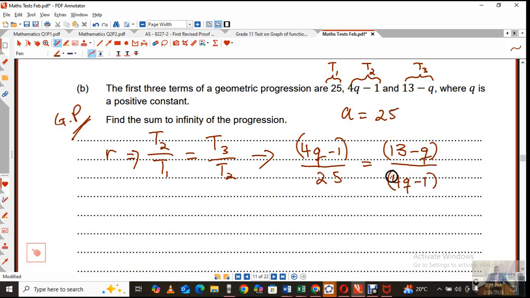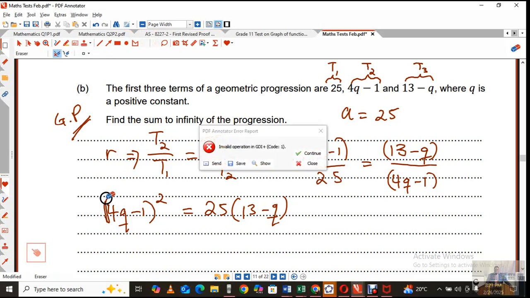So there's a little bit of cross multiplication. As it is, you're going to have 4q minus 1 squared multiplied by itself should equal to 25 multiplied by 13 minus q. So very important that you put those things in brackets there. Otherwise, you would have a problem when you are doing your cross multiplication. Okay, right. So from here, I'll show you an alternative method as well. But because we have started with this method, let's just continue with it. Just remember that this is a bracket. Okay, it's not a 1. Just make it look a little bit nicer.